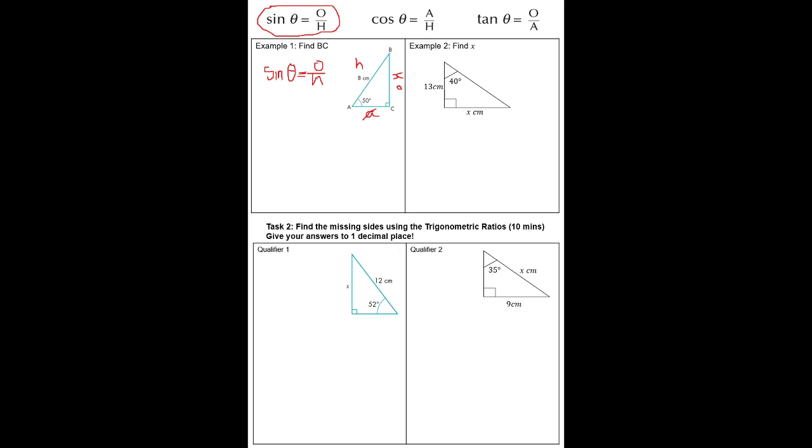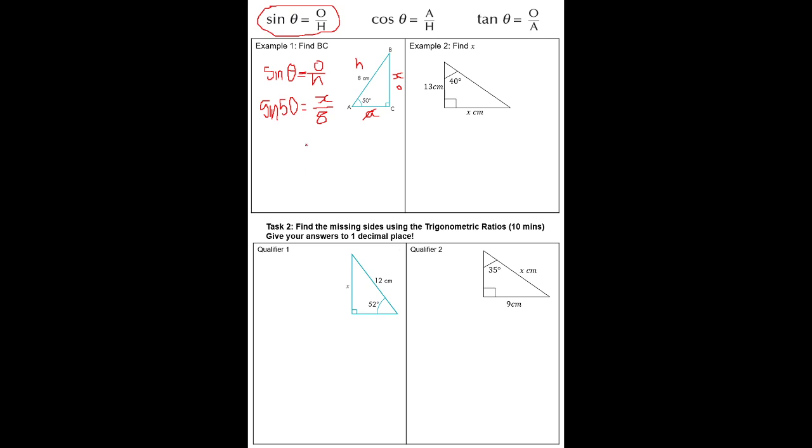Now I'm going to substitute in the values that I know. So I'm going to get sine 50 equals, so we're going to say X all over 8. So we're looking for X. We know that the angle is 50, and that the hypotenuse is 8.